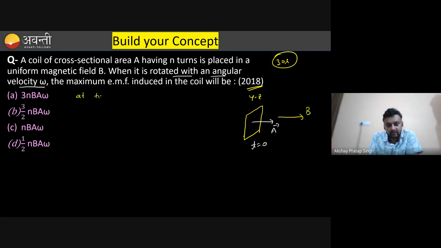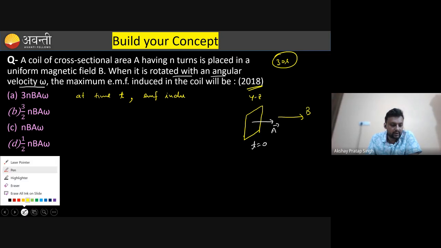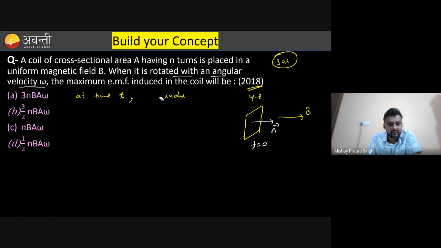And you can clearly state that at time t, before calculating the EMF induced, you can write the flux linked with the coil.